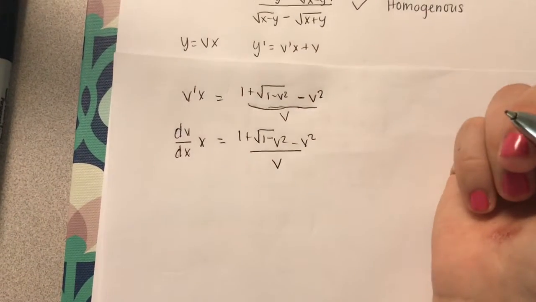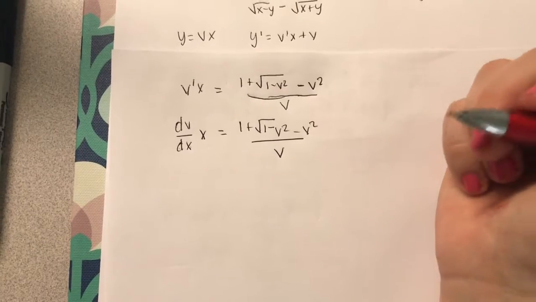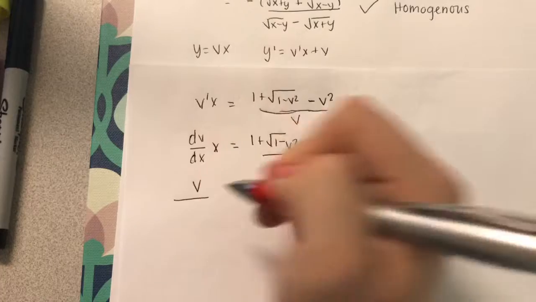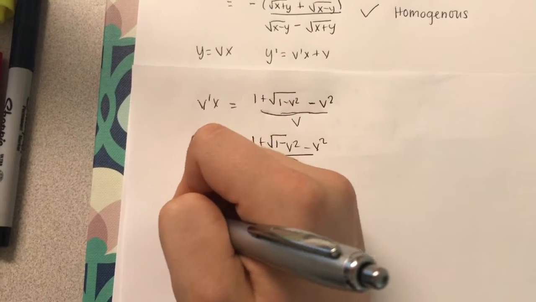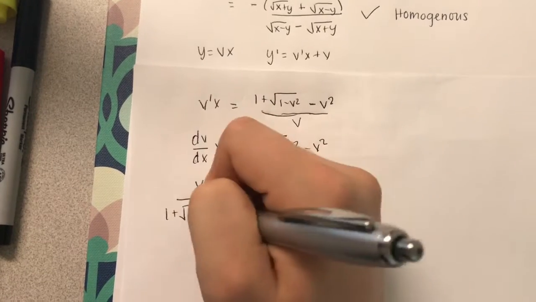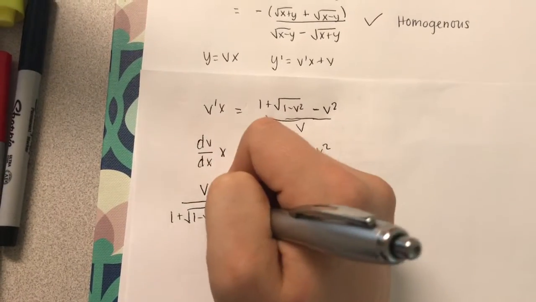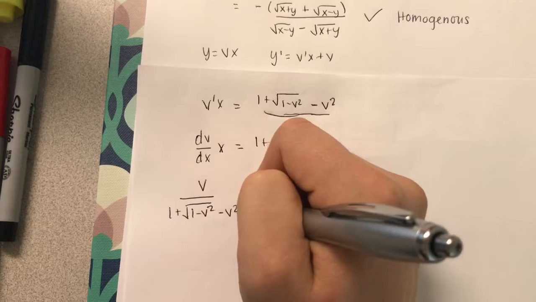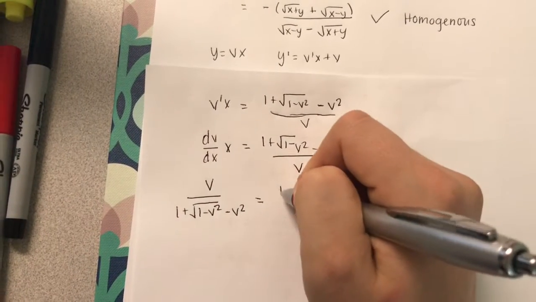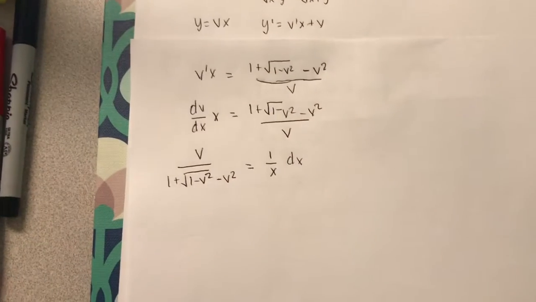Now from here is a variable separable method. I'm going to multiply times v to the left and divide by what's on the top of my fraction on the right. So 1 plus the square root of 1 minus v squared minus v squared equals, I'm going to multiply that dx over and divide by x. So I have 1 over x dx on the right.